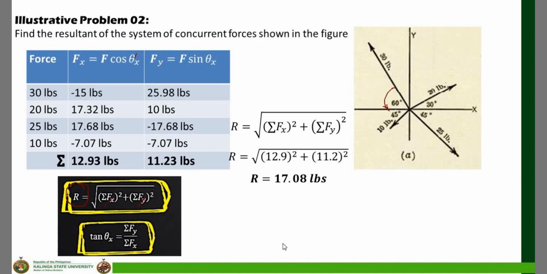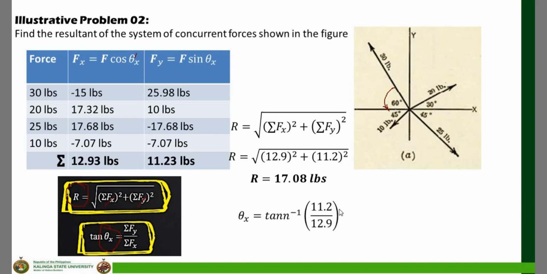Now, we also need to get the theta x, or the direction. In the problem, find the resultant of the forces and the direction. The word direction pertains to its theta x. The word direction pertains to your theta x. Now, to solve for theta x, this is the equation. Tangent of theta x is equal to summation of Fy over summation of Fx.